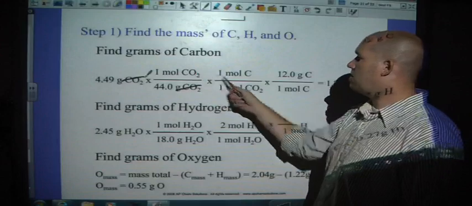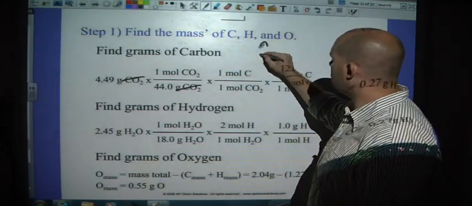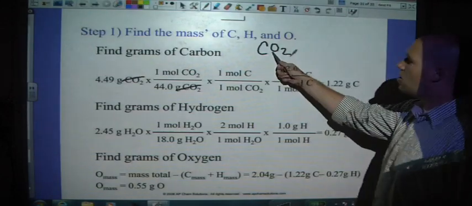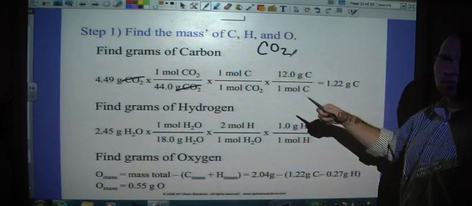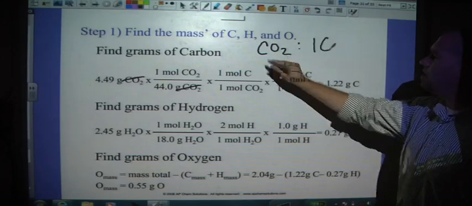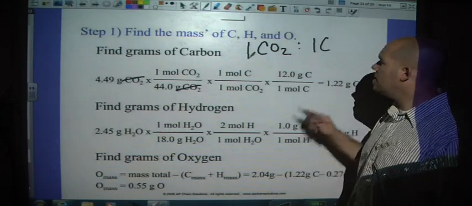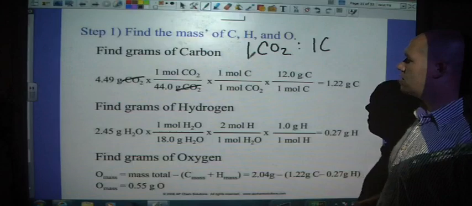Well, now that you're in moles of carbon dioxide, what's your ratio? If you look at the formula for carbon dioxide, for every 1 carbon dioxide, how many carbons are there? There's 1 carbon for every 1 carbon dioxide, hence the 1-to-1 ratio. Okay, now that we can see that, we're back in a 1-to-1 ratio.